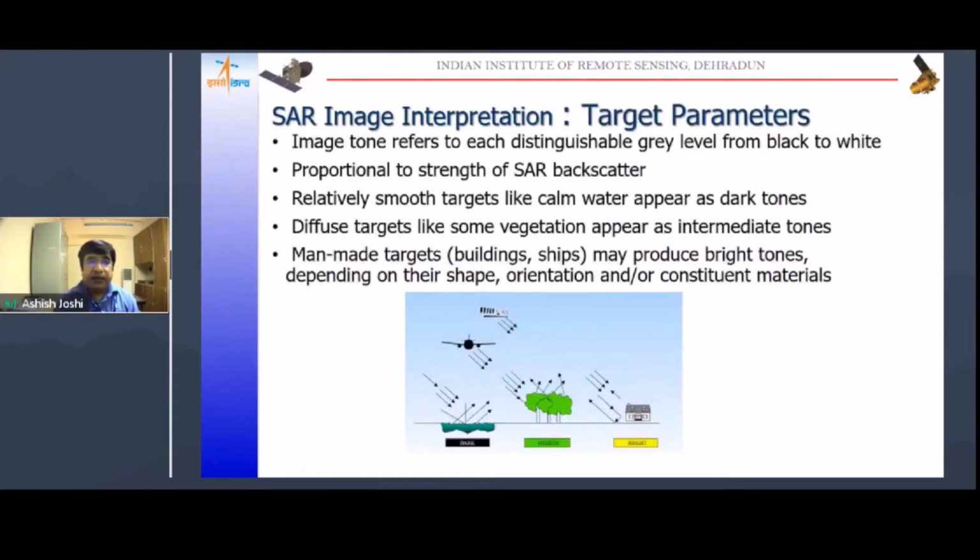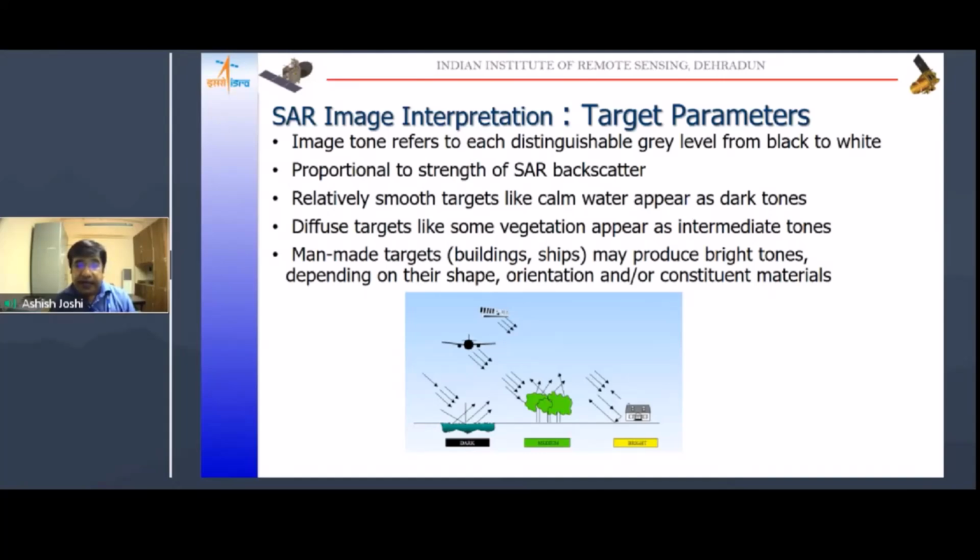So how do we interpret the SAR image based on the target parameters? Image tone refers to each distinguishable gray level from black to white, and it is proportional to the strength of the SAR backscatter. Relatively smooth targets like calm water appear as dark tones because of the specular reflection. Diffuse targets like vegetation or rough surfaces appear as intermediate tones.